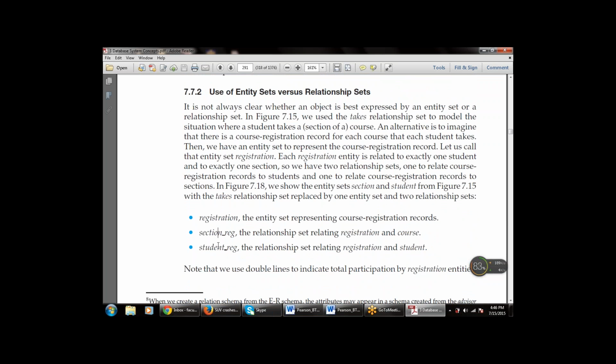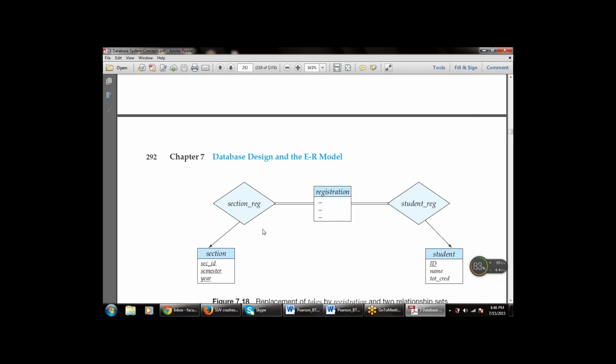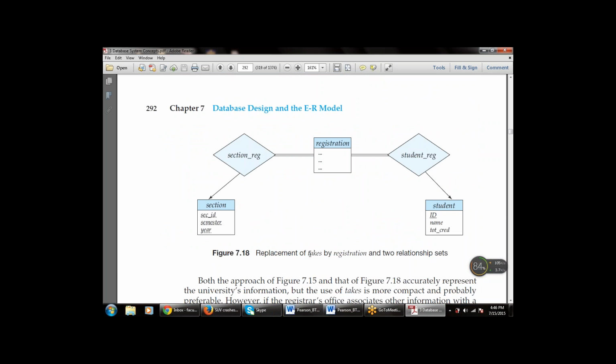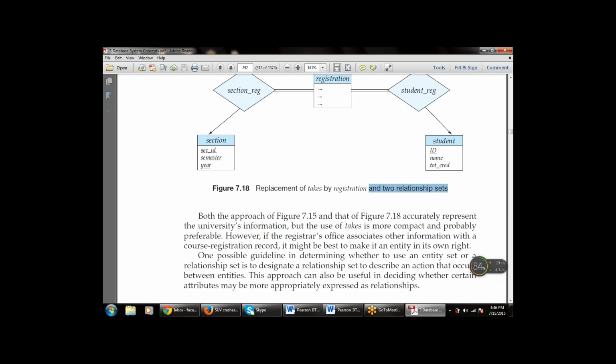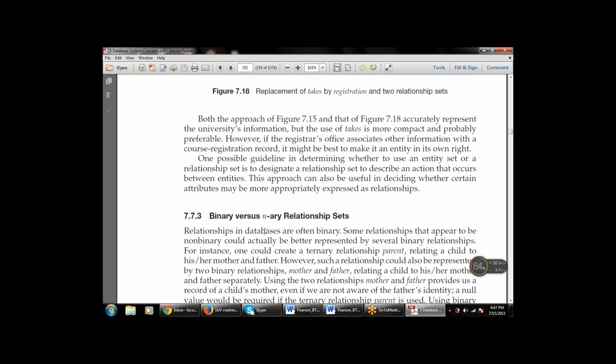This is the registration, then section registration, student registration that is available. This is the replacement of takes by a registration and the two relationship sets. Both the approaches of figure 7.15 and 7.18 accurately represent the university information, but the use of takes is more compact and probably preferable.